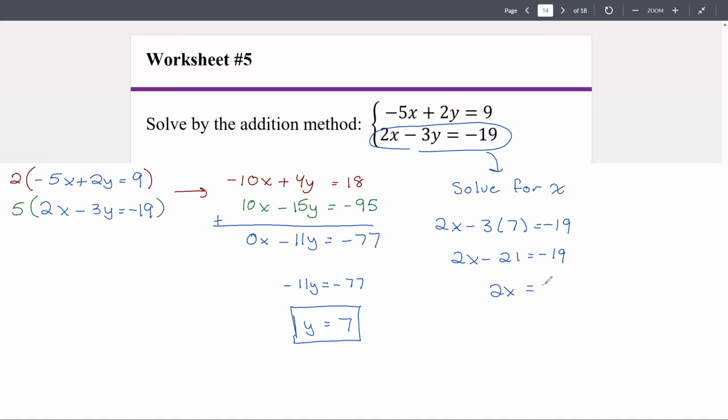Okay, I have to make sure I was in the right place. I thought something wasn't lining up here. So 2x is going to equal 2. So then we're going to get x is just going to equal 1. So my solution is 1, 7.